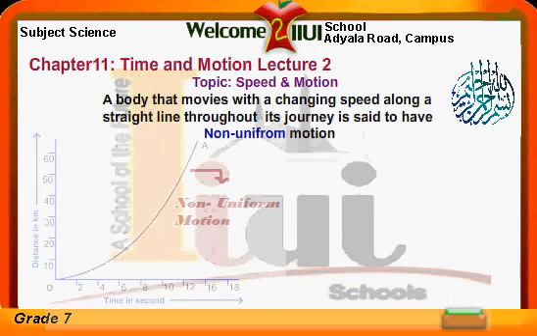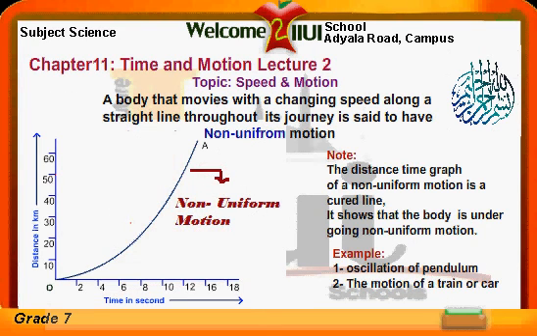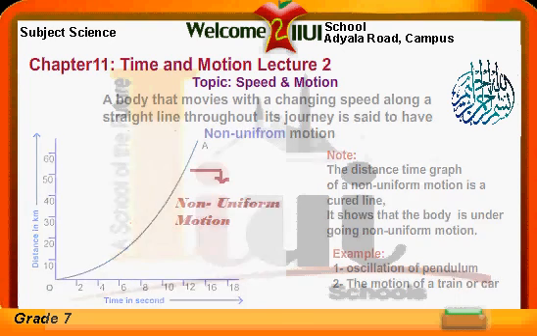Dear student, as you see on the screen, the distance-time graph shows a curved line OA. This curved line describes that the car is moving with non-uniform motion.